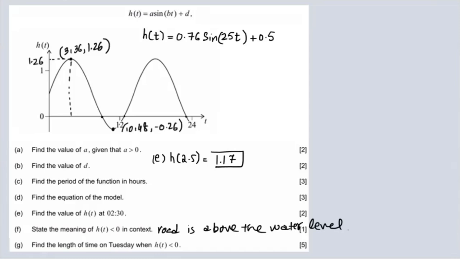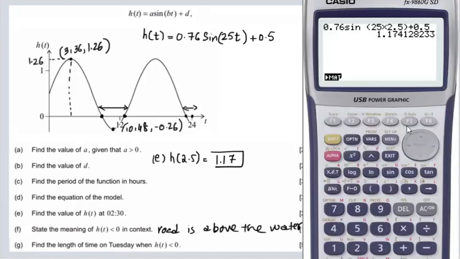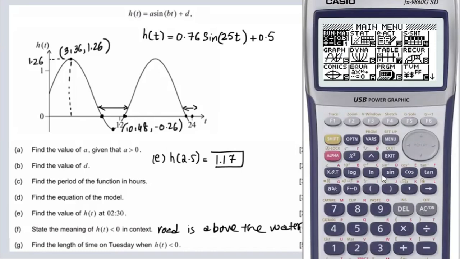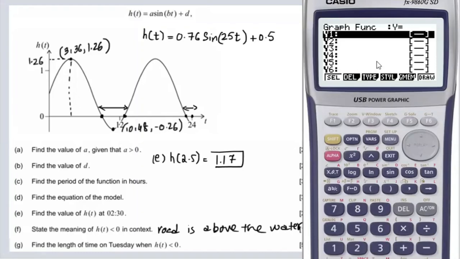Okay, part G. Find the length of time on Tuesday when height is less than 0. So now we need these times where your function is below the x-axis. Okay, so you need to find this time interval, and you'll add them, and that will give you the length of time. Okay, let's get this. For this, we need to graph the function. So you will go to the graphing part. Okay, let's just note this down. 0.76 sine 25, in place of t I can put x, plus 0.5.